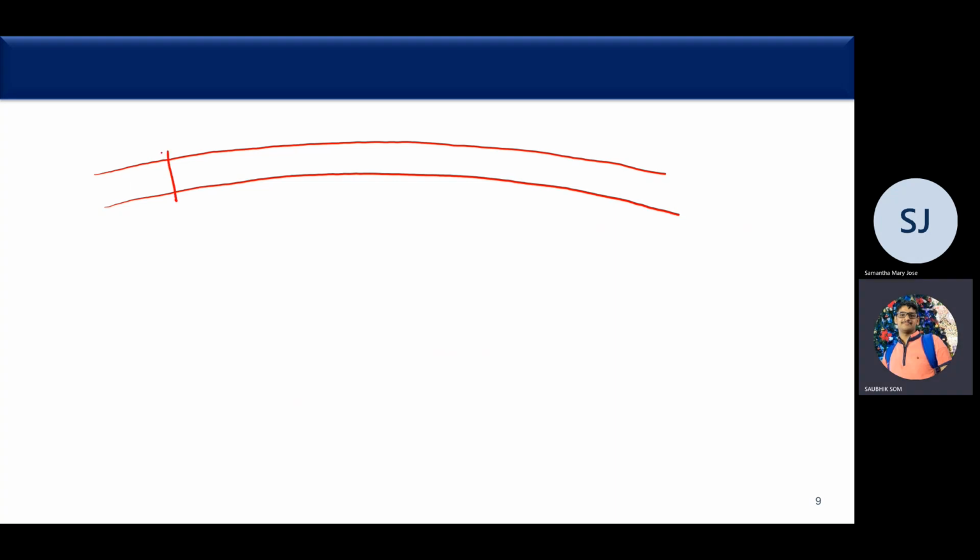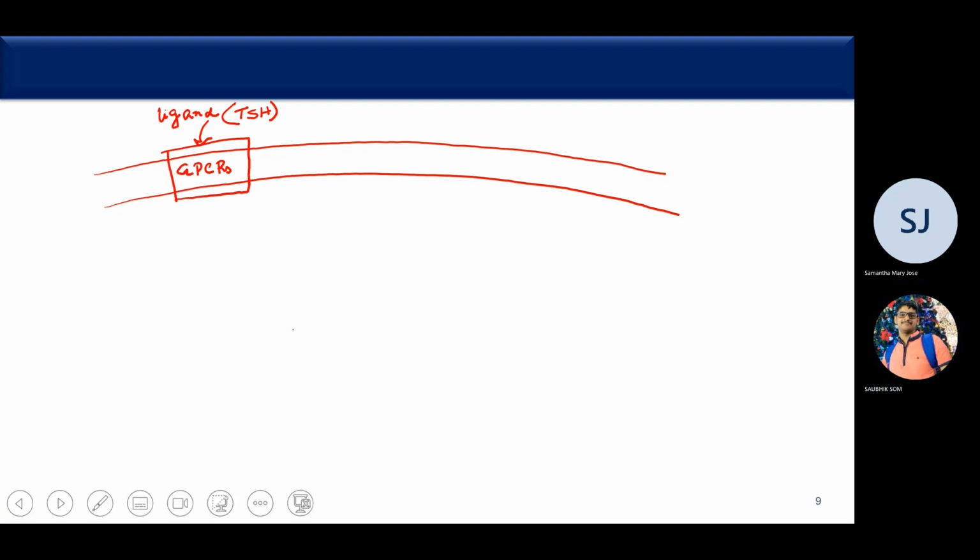If this is my receptor, this is my GPCR, and this is my ligand. Say in this case the ligand is thyroid stimulating hormone, or TSH. It's one of the exemplary hormones. So this TSH, when it binds to the GPCRs, there are several paths. Now these GPCRs are bound to the G proteins.